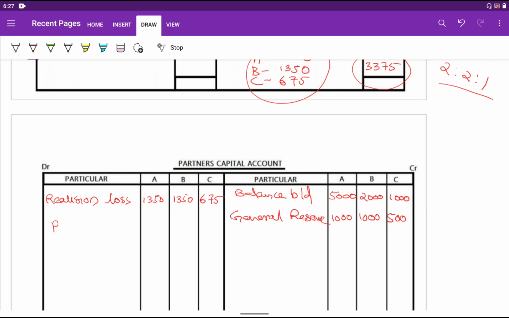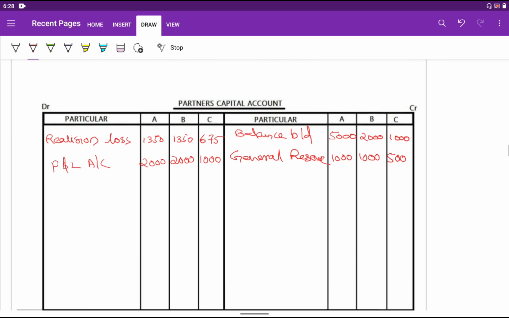write it on the debit side of the partners' capital accounts, the profit and loss account. So that is 2000, 2000, 1000, 2000, 2000, 1000. Okay, now we adjusted everything which we normally do: balance breakdown, realization amount we transferred, and accumulated profit and losses also we transferred.